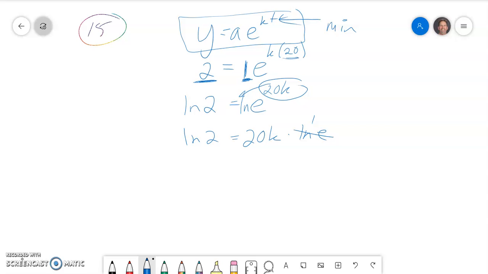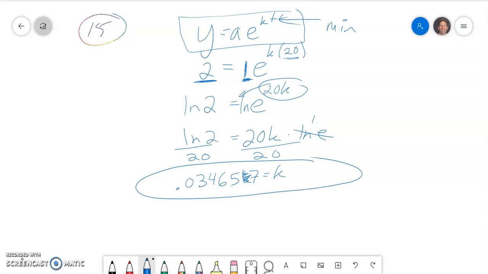Now, I worked this out to this point, and I'm just going to pick it up where I left off. So at this point, the ln of E always becomes 1 or just disappears, and then you divide by 20 on both sides. So at this point, you just grab a calculator and you type in the ln of 2 divided by 20, and you would get 0.0346657 is equal to K. So that's kind of the end of problem 15.